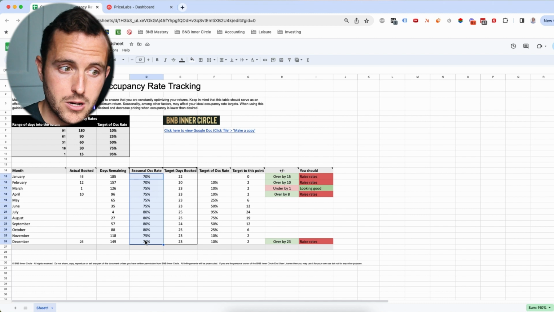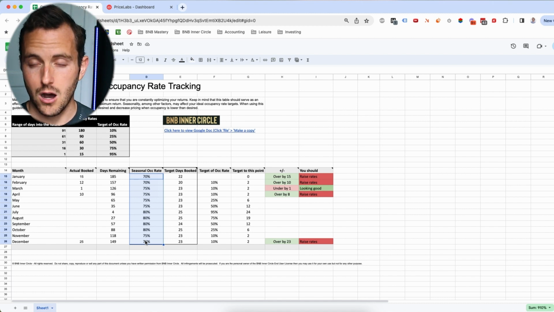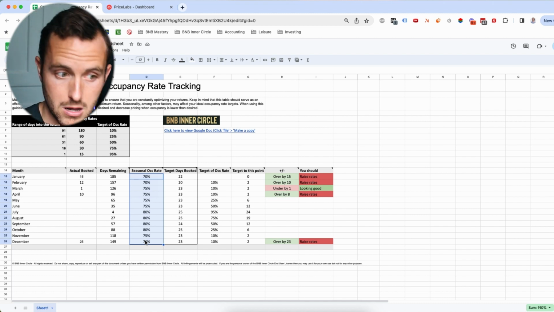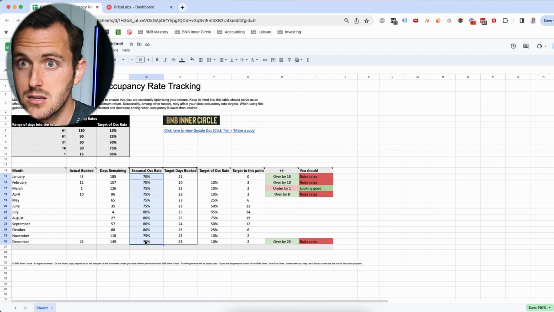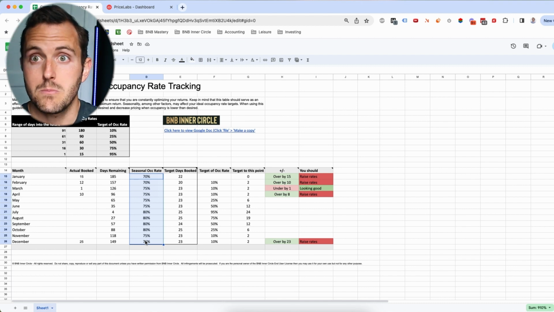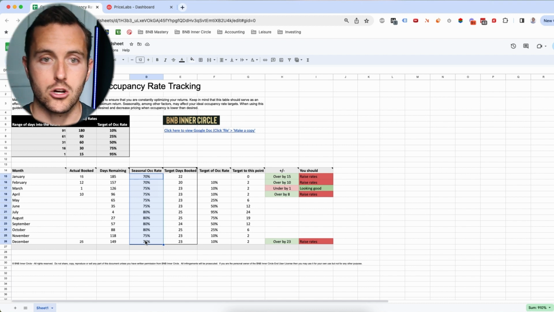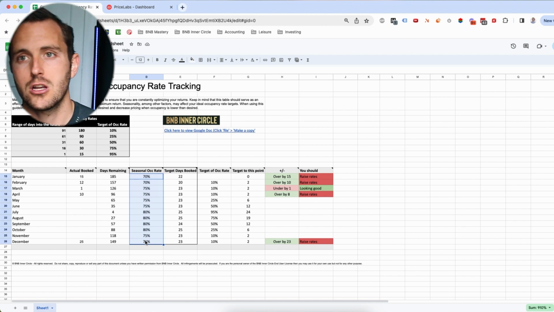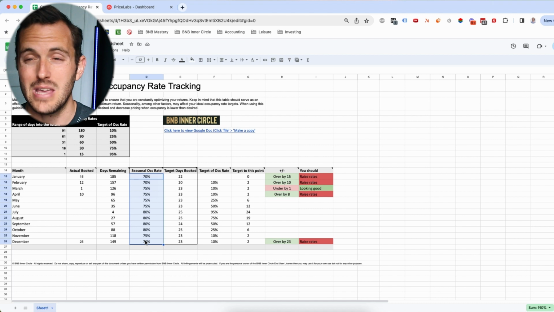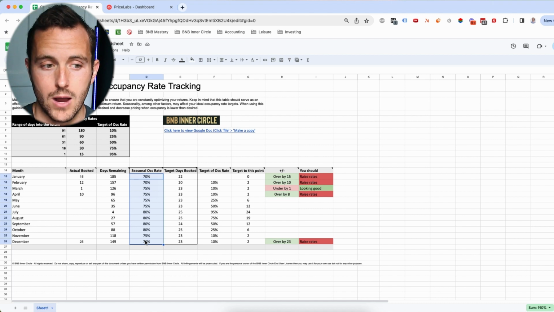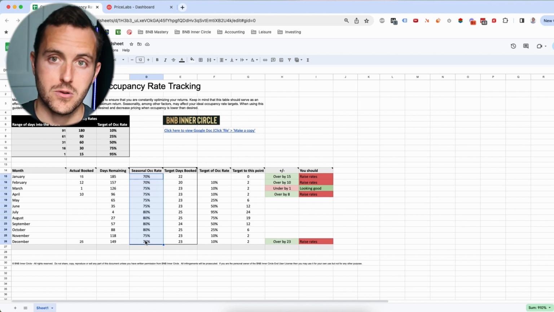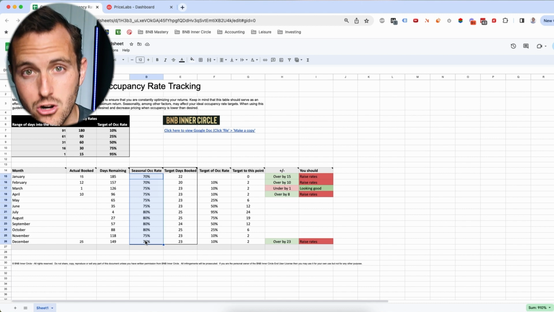Some smaller properties in urban centers, the goal might be 100% occupancy, especially in certain months of the year. And in high season, for larger properties, your goal might be 100% occupancy, but more frequently, your target is actually going to be closer to 50 to 70, maybe 80 or 90% occupancy rate. And if you are hitting 100% occupancy, probably means that you're underpricing your property.